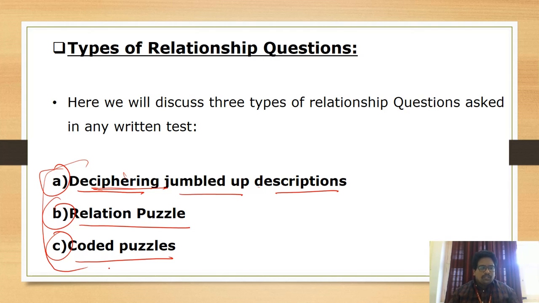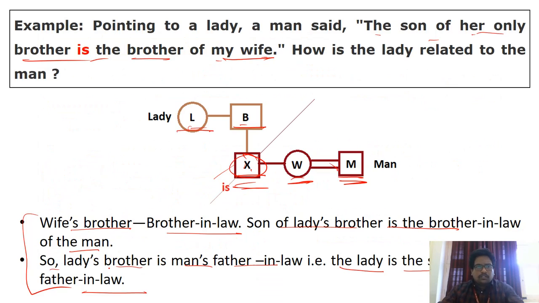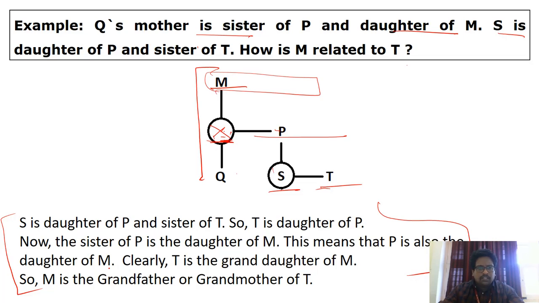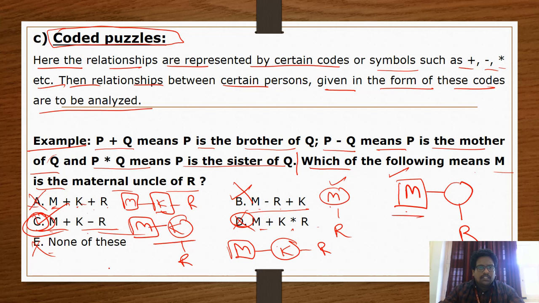Your preparation should be based on what type of exam you're attempting. For example, if you go for government jobs, you'll have at most 30 seconds per question. But for placements or higher studies, you'll have almost 60 seconds per question. So your preparation should be based on what type of exam you are applying for. That's it for the day. This is the concept of blood relation, relation puzzles, deciphered with examples. The last category is coded puzzle.